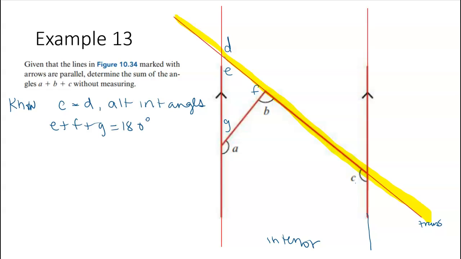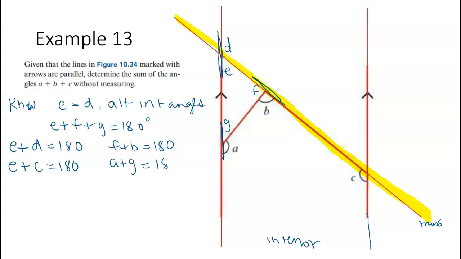All right, what else do we know? Let's think about this for a moment. So we know that we've got a bunch of straight lines here. So we know that E plus D equals 180. And if D is the same as C, then we also know that E plus C equals 180. And F and B, those are a straight line. Those equal 180. What else do we know? A and G, those are also a straight line, so that equals 180. So we know a bunch of stuff.